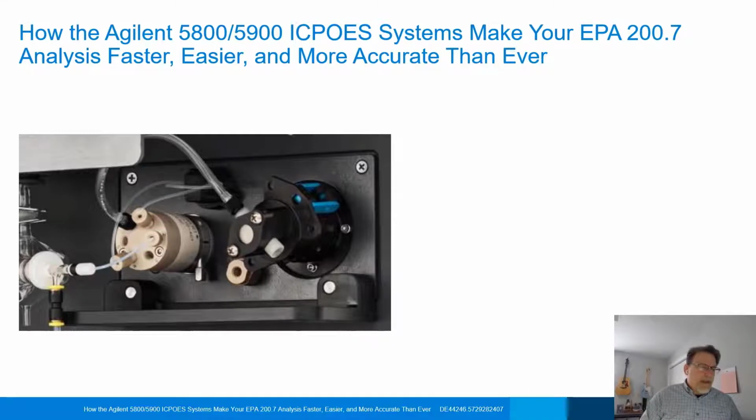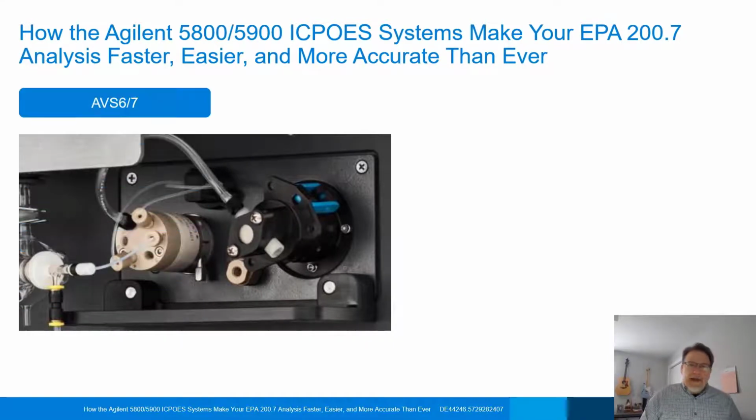The next thing we're going to discuss, like I said, was the AVS 6 and 7, and as I mentioned, AVS stands for Advanced Valve System 6 and 7. The Advanced Valve System, the heart of that is the 6 or 7 sample valve that you see there off to the right of your screen.